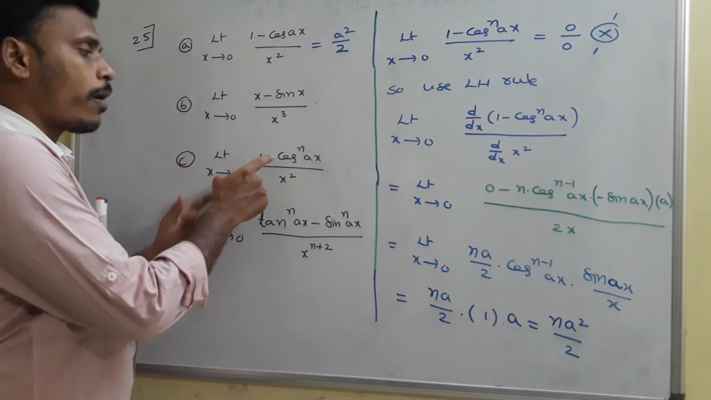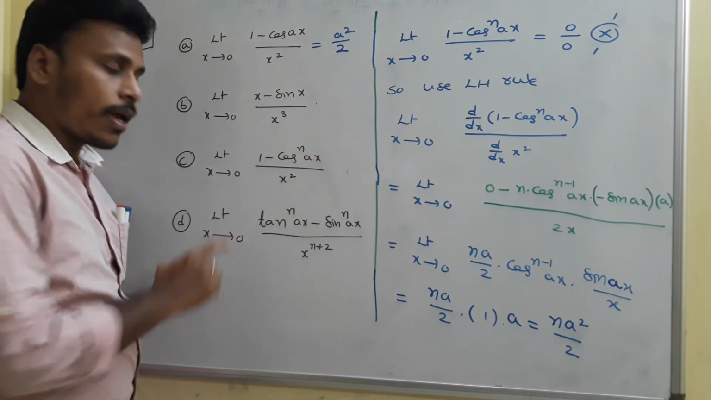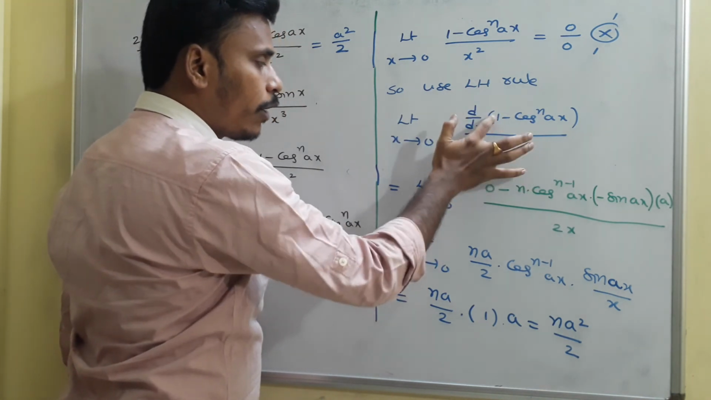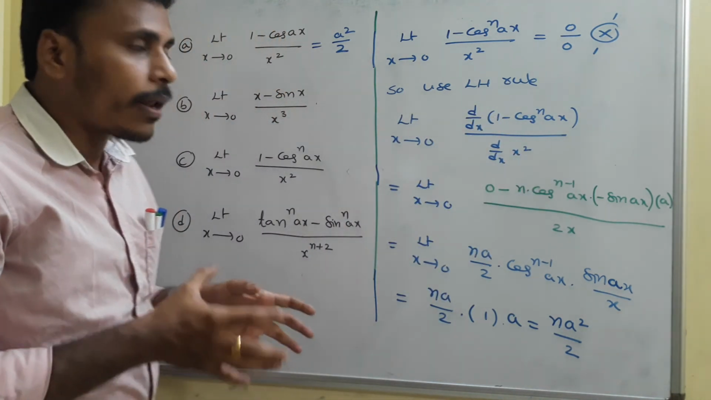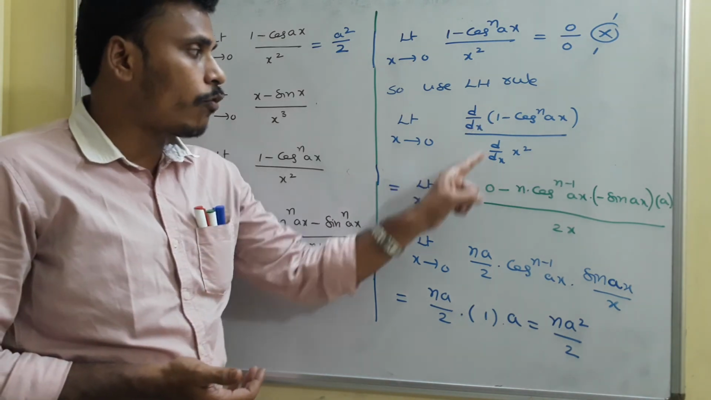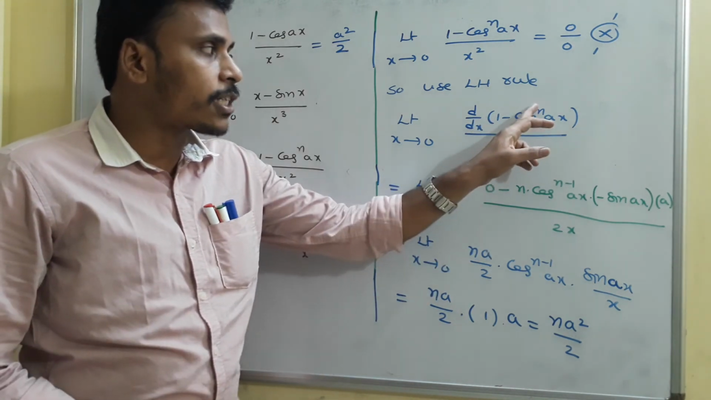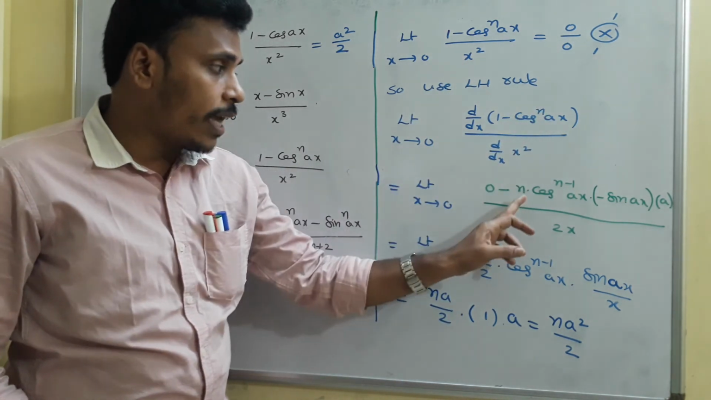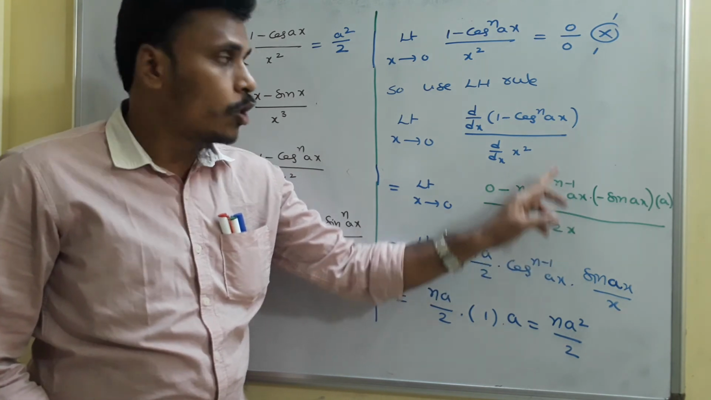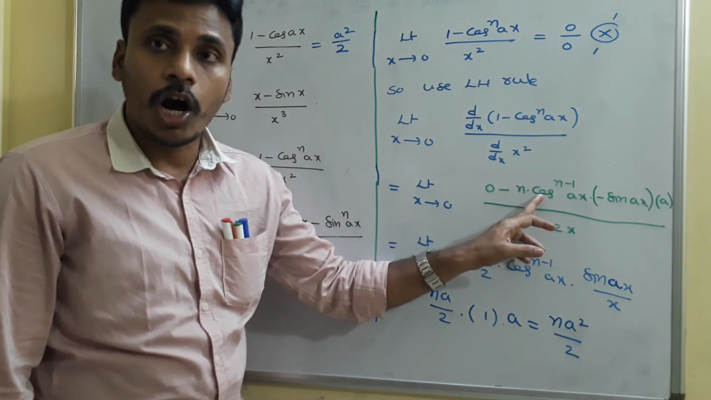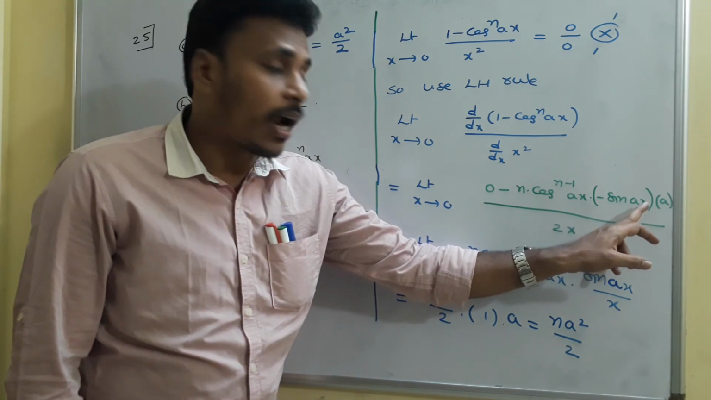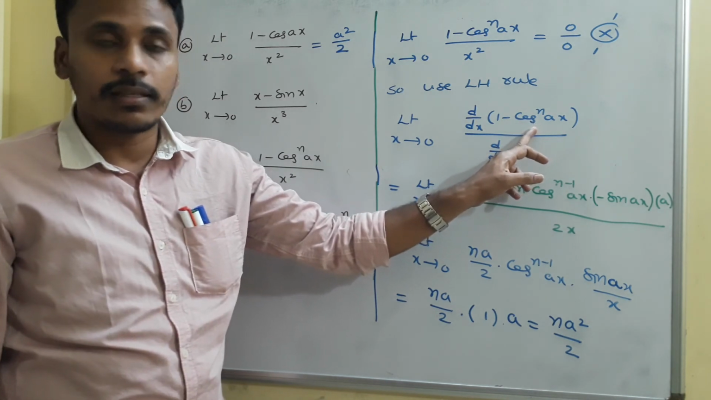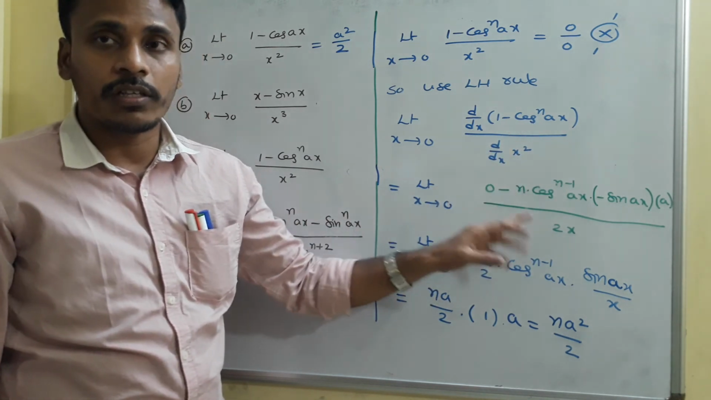Limit x tends to 0, 1 minus cos power n ax by x square. Direct replacement of x gives an indeterminate form. Use L'Hospital rule. Apply the derivative to both numerator and denominator. So applying the derivative is somewhat crucial here. Derivative of 1 is 0, very good. For this cos power n ax, you need to know the way of applying the derivative. Cos power n, so n into cos power n minus 1 ax. So this power n is completed. Then for cos it is minus sin ax, and then for ax it is a. This is completely the derivative of cos power n ax. The denominator is 2x because the derivative of x square is 2x.